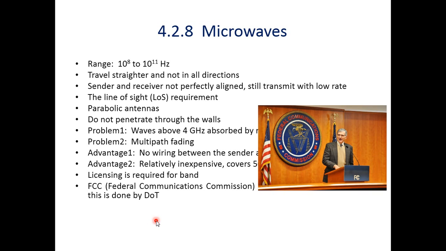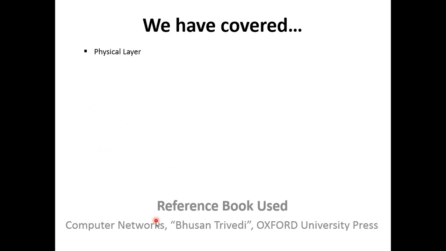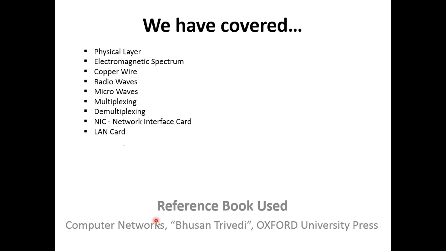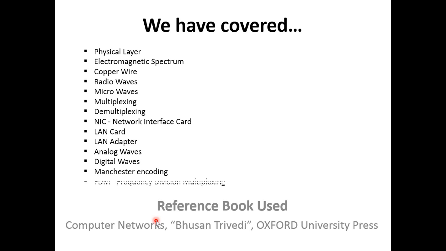So in this video we have covered the physical layer, electromagnetic spectrum, copper wire, radio waves, microwaves, multiplexing, demultiplexing, NIC card, network interface card, LAN adapter, analog waves, digital waves, Manchester encoding, FDM, frequency division multiplexing, TDM, time division multiplexing, etc.